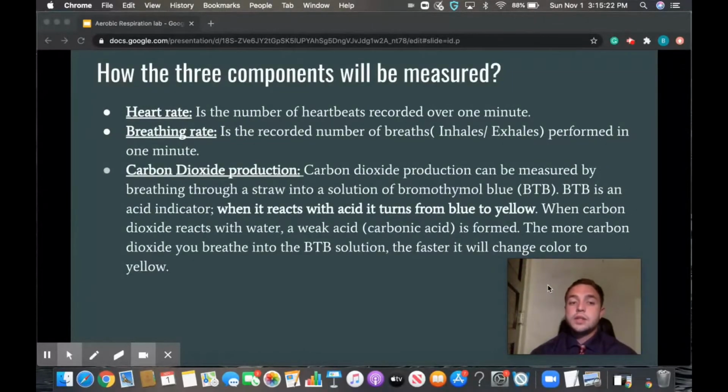Finally, carbon dioxide production is going to be measured through the use of a solution of bromothymol blue, or BTB, which is an acid indicator. When CO2 becomes present in the solution, it will change from blue to yellow. So we're going to measure how much carbon dioxide is present in that solution at rest, and then again after 1 and 2 minutes, as well as our breathing and heart rate.